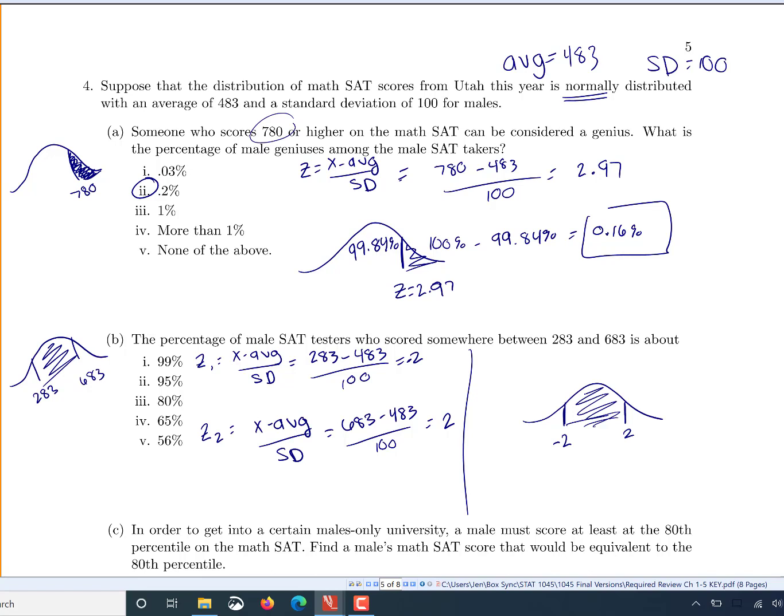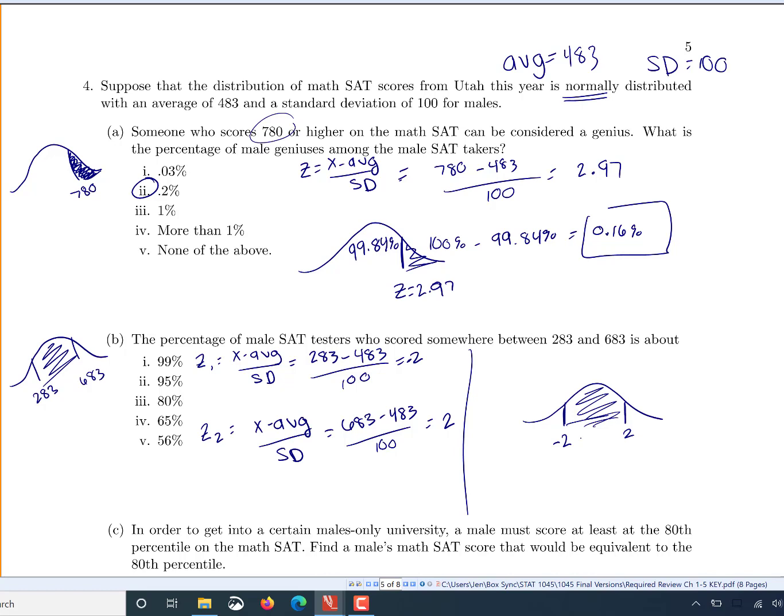I can use the normal table, and I will show you how to do that in a minute, but you could stop and think and be like, wait, in this class, we have memorized, because we hear it over and over, and you're going to keep hearing it for the rest of the semester, that if you're within 2 standard deviations of the average, that's going to be about 95%. So for a normal distribution, about 95% will be within 2 standard deviations of the average. So 2 standard deviations this way, 2 standard deviations this way. This has to be about 95%.